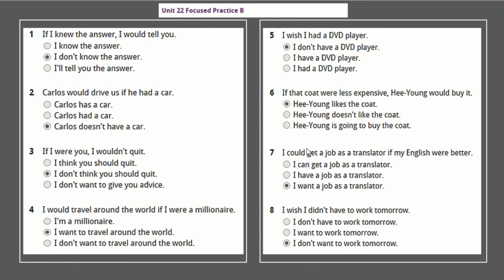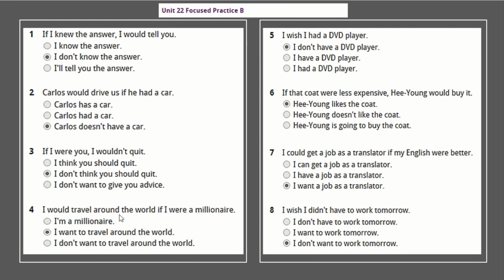I told you that instead of would, you can use could or might, remember? I could get a job as a translator if my English were better. My English is not good, right? You are wishing that. So I want a job. Yes, I want a job. I could get it, but I don't have good English. But I would like to work like that, or as a translator, right?